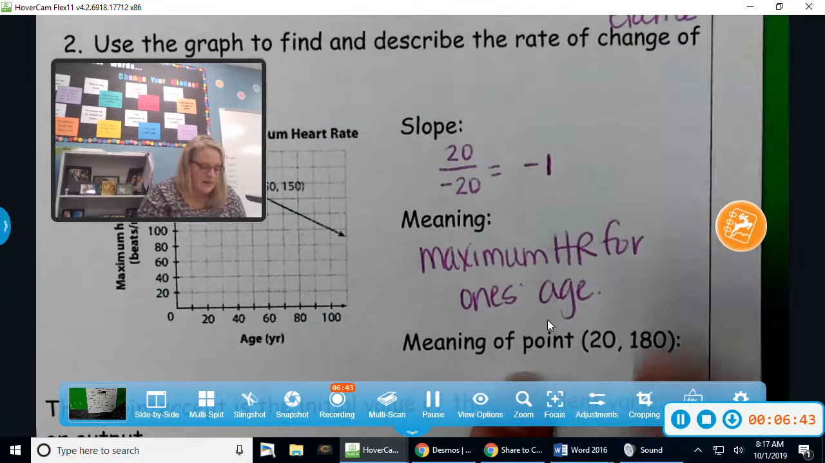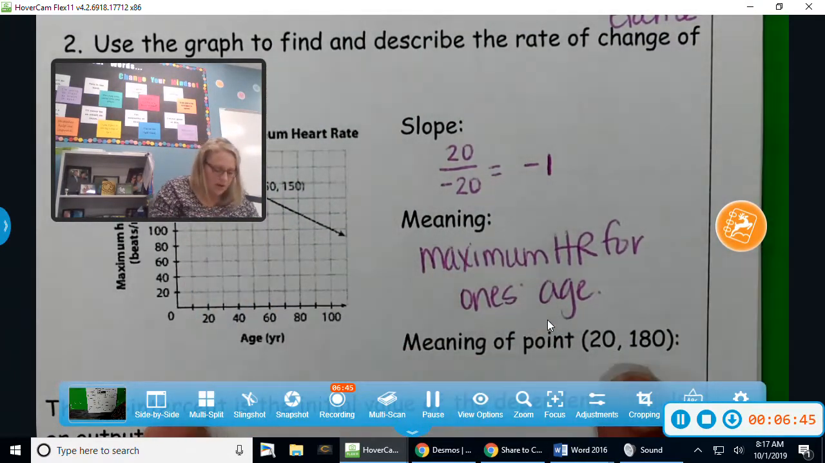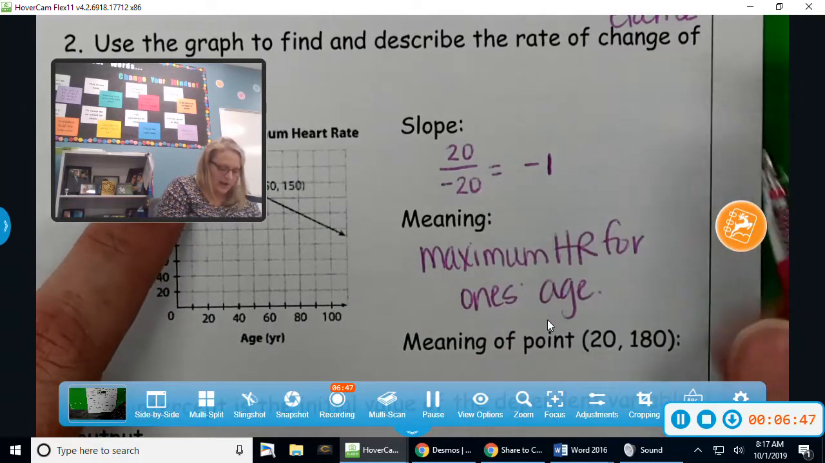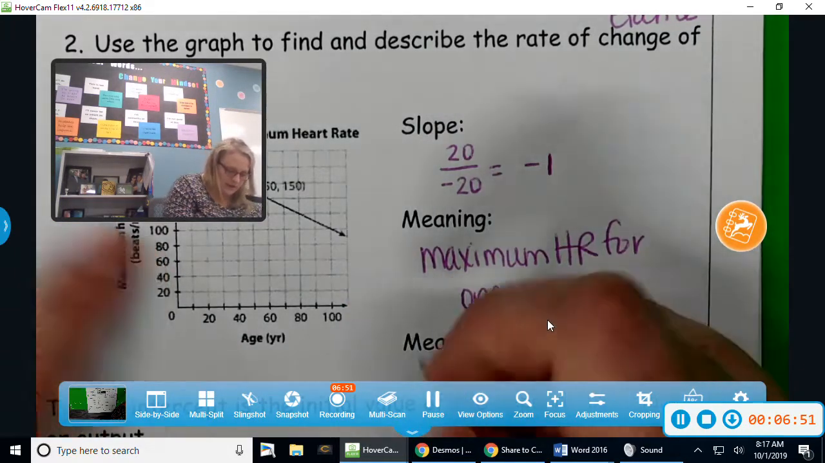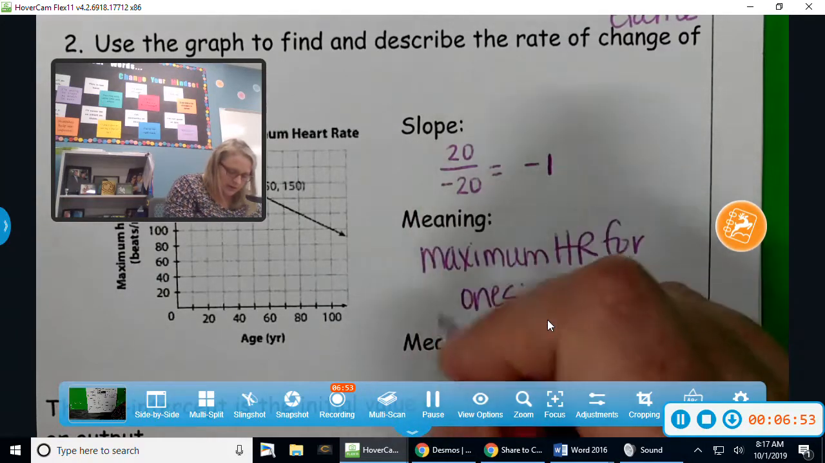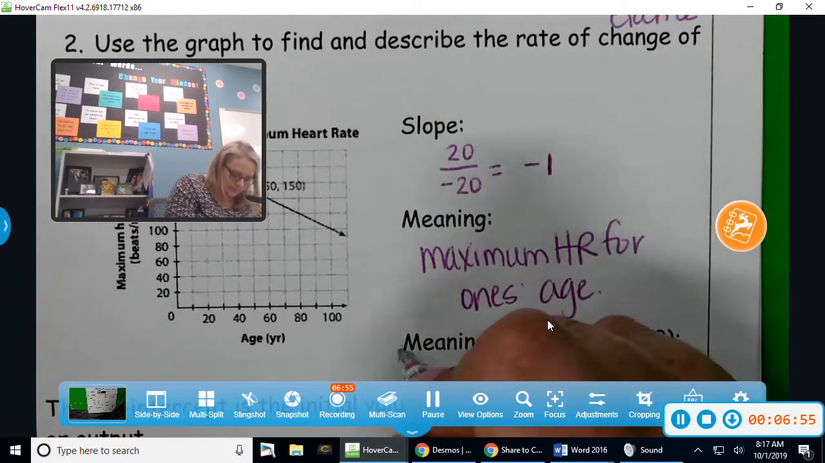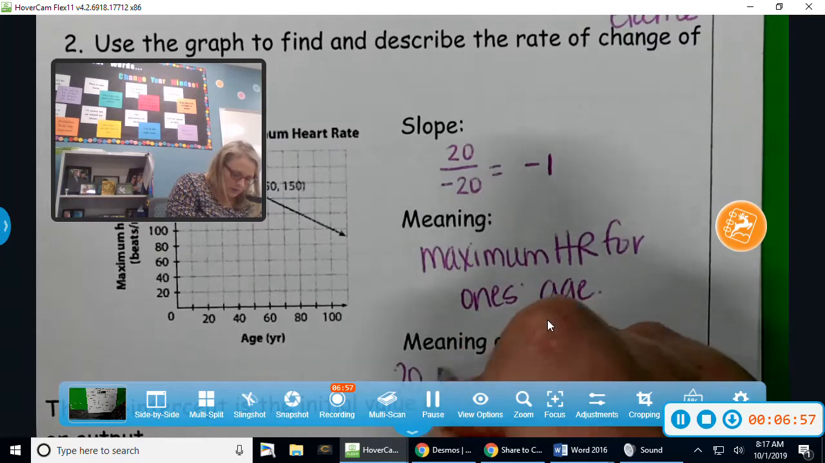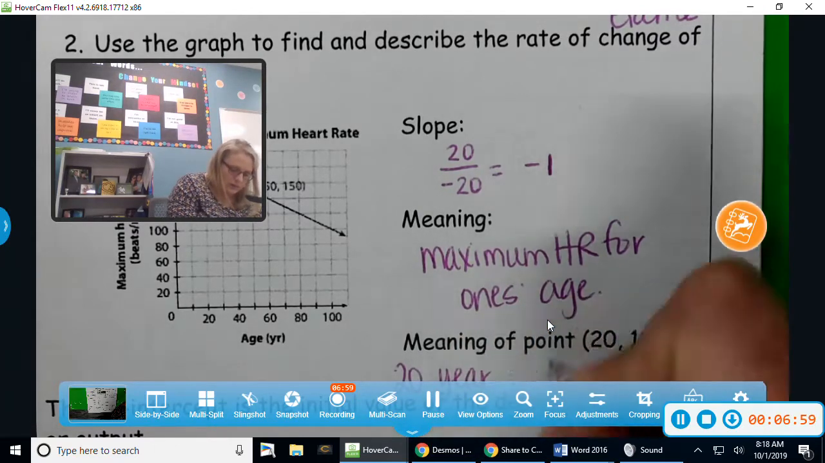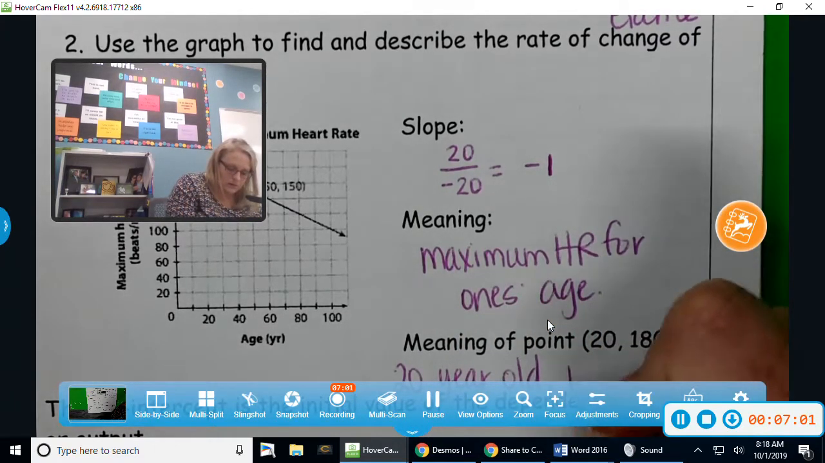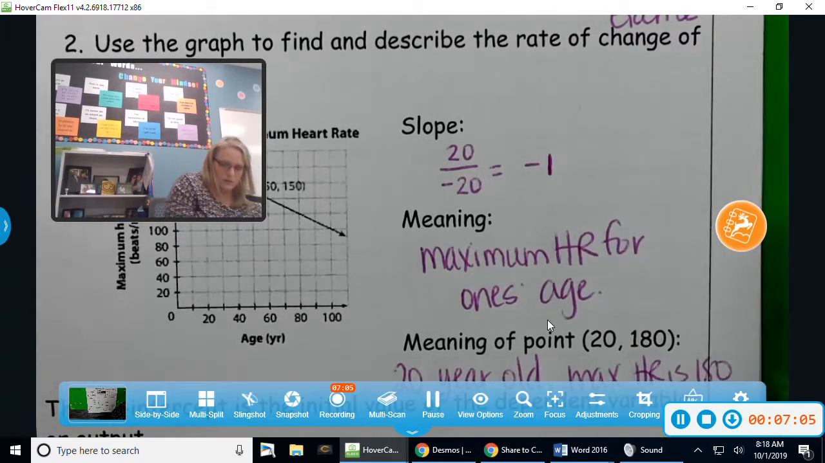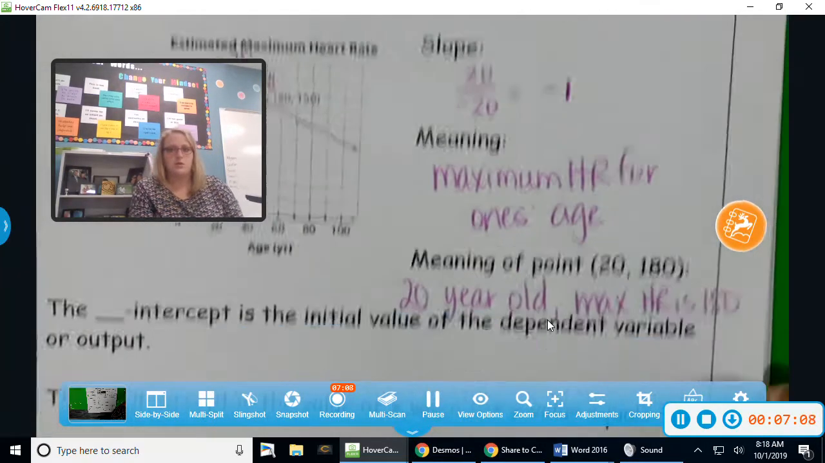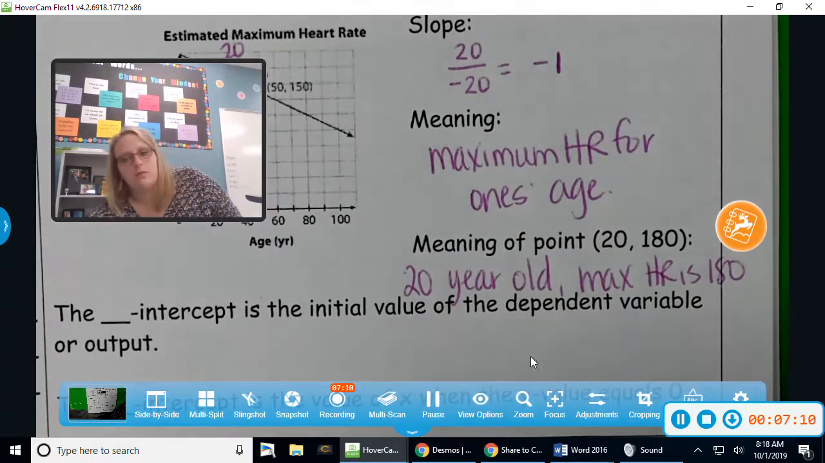So the meaning here of this point of 20, 180 is that when you have a 20-year-old, the maximum heart rate for that person is 180 beats per minute. A 20-year-old, the max heart rate is 180.